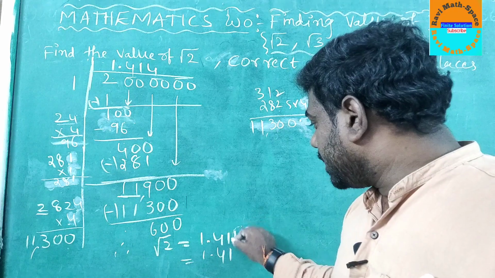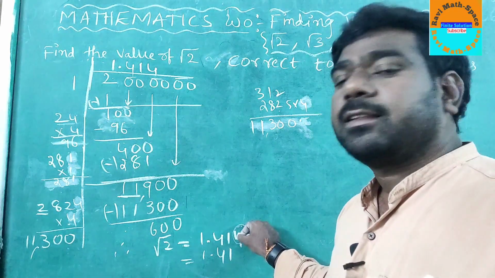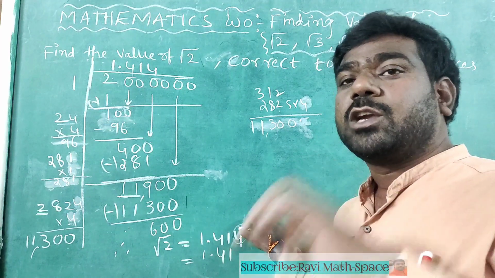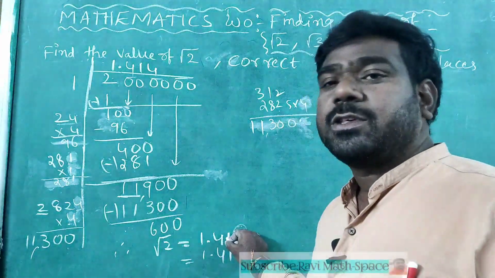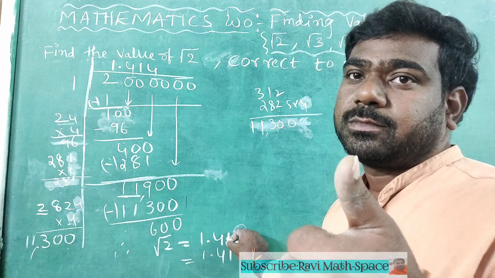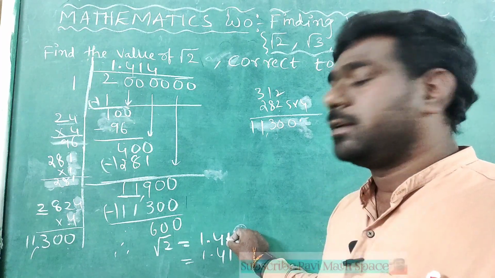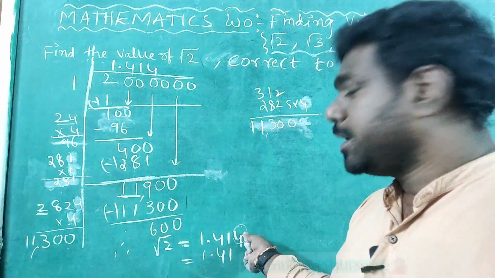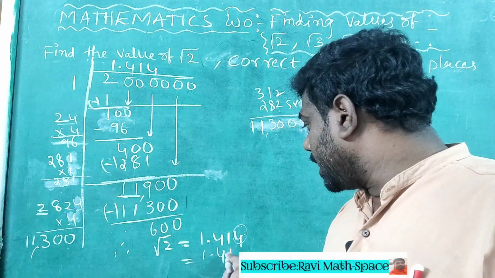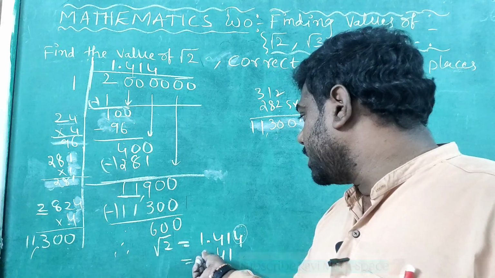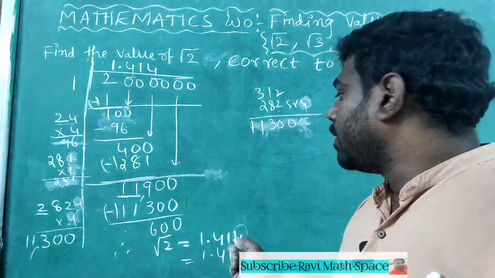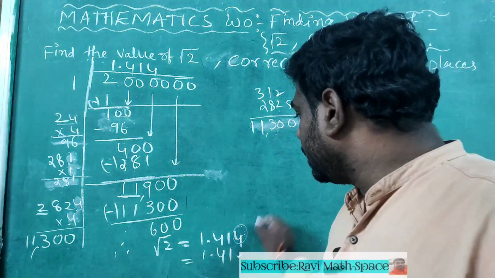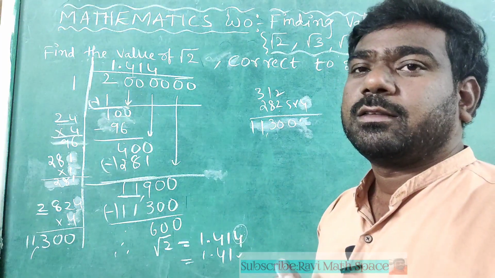Here, whatever digit is there, the third digit, if that number is greater than 5 or equal to 5, then to the previous digit we have to add 1. If it is less than 5, we have to keep the previous digit as it is. This number is less than 5. That's why the previous digit will remain as it is. Therefore the answer is 1.41.